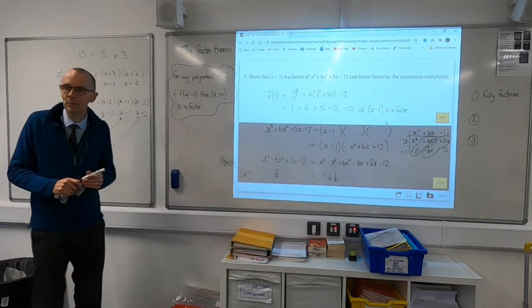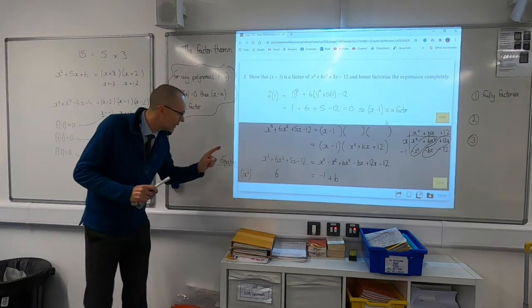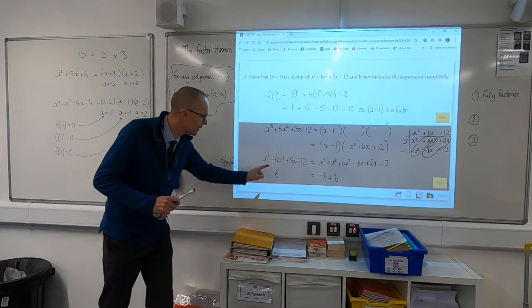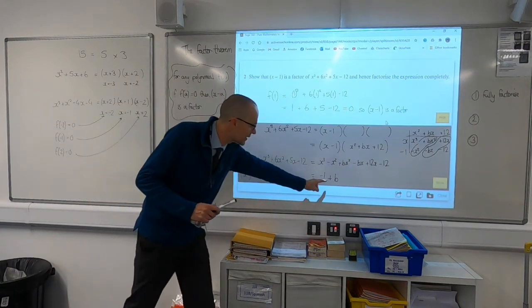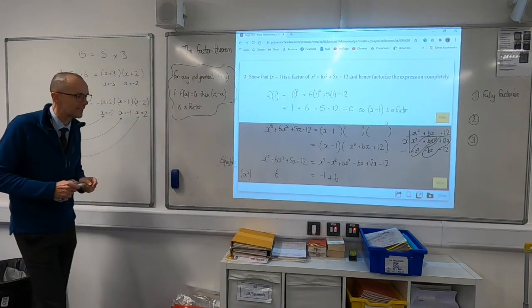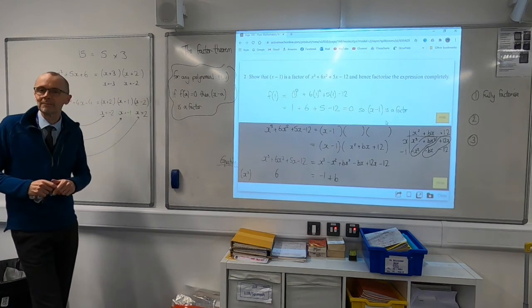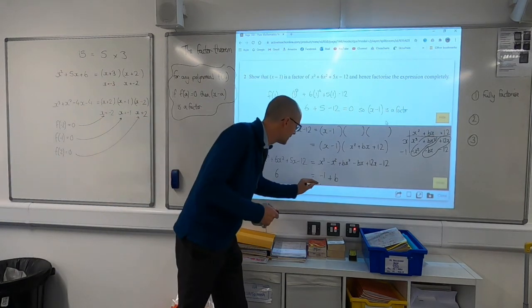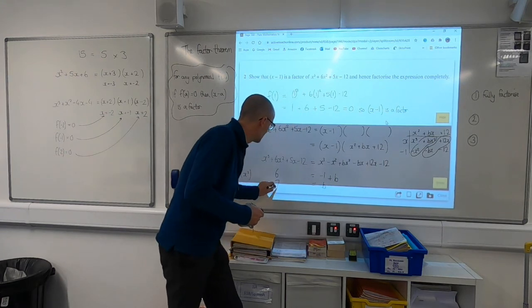So can you see what I've done there when I equate? I haven't written 6x squared, I've just written 6. This is the number of x squareds on the left, and this is the number of x squareds on the right. So I now know what b is. I now know that b is 7.